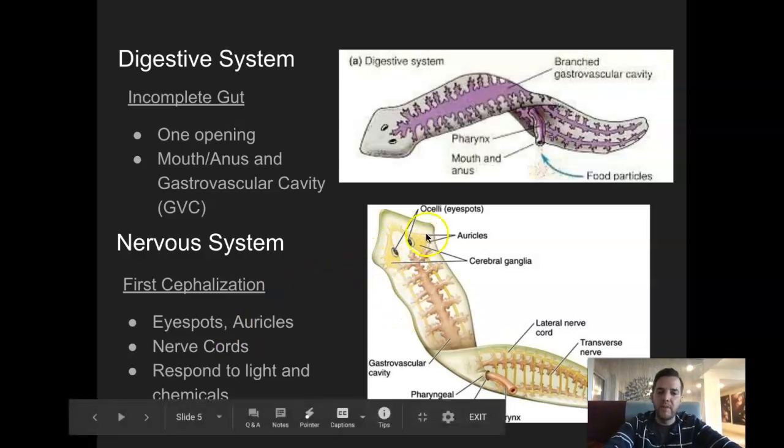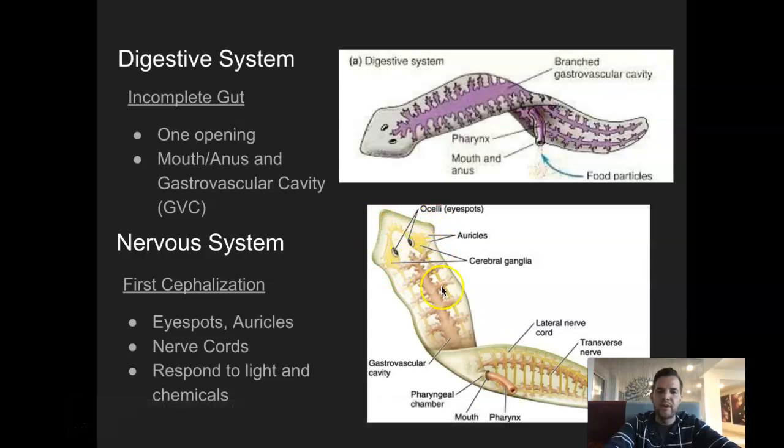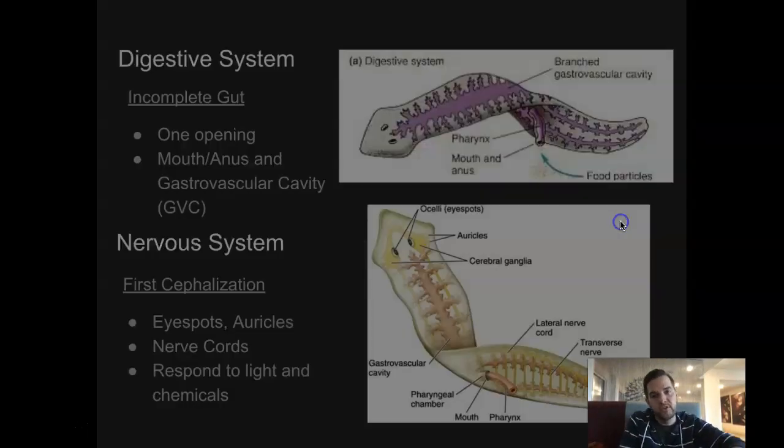Then from that kind of congregated area of nerves, there are going to be nerve cords that run the length of the body. That is, again, instead of just a blanket net like the cnidarians have, we have more of a central nervous area and then a branching system off of that. So it's more organized in terms of their ability to detect things and their ability to make decisions.